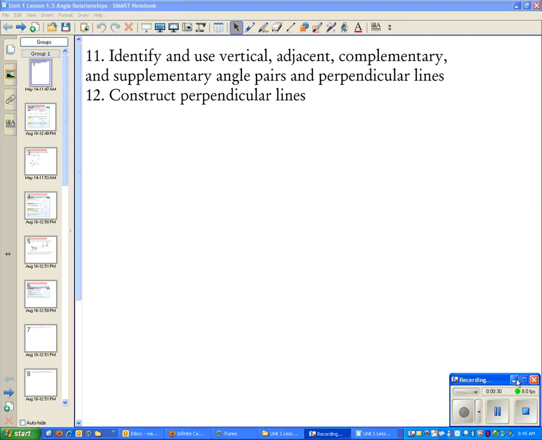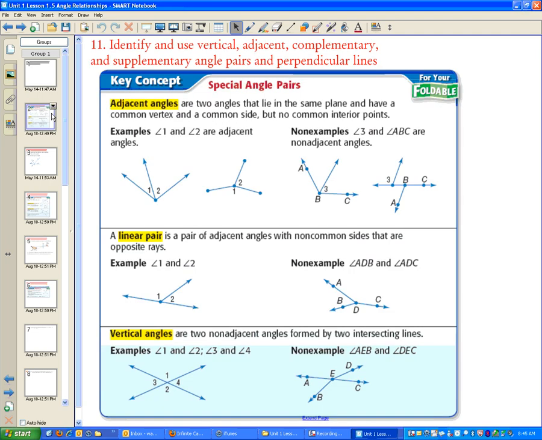Okay? So, some terms we need to know. Adjacent angles are two angles that lie in the same plane and have a common vertex and a common side, but no common interior point. Now, that's a very wordy definition for a fairly simple concept. Outside of math, the word adjacent basically means next to. You might even say next to and touching.